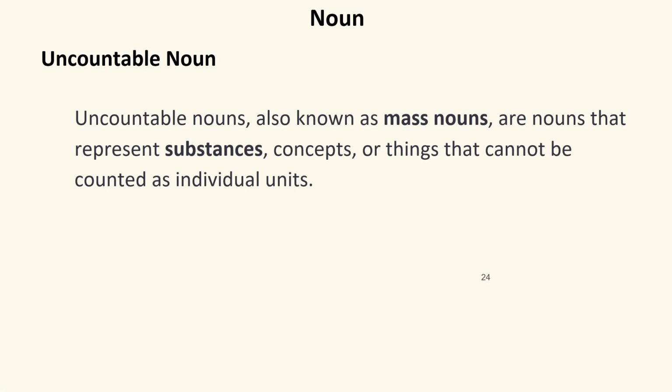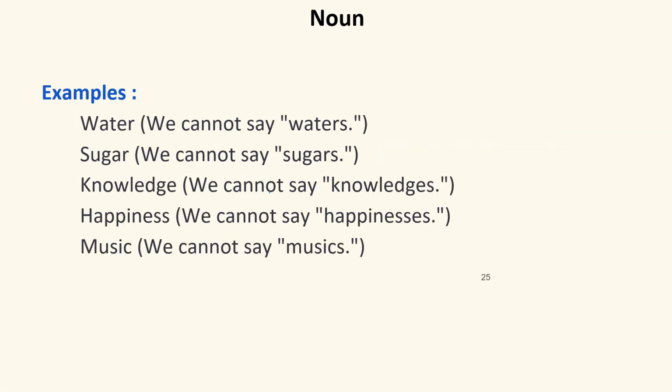Uncountable nouns, those are also known as mass nouns, and are nouns that represent substances, concepts, or things that cannot be counted as individual units. For example, water, we cannot say waters. Water cannot be counted into plural form, otherwise its meaning will be changed. Sugar is uncountable. Knowledge is uncountable. Happiness, music, all these words are uncountable, and they cannot be converted into plural form.